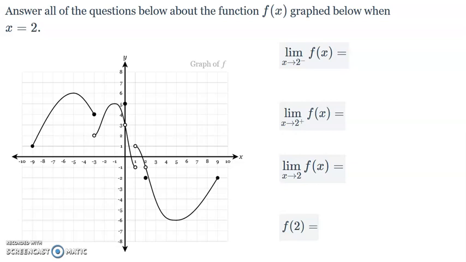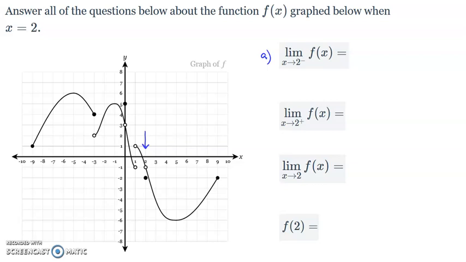In this question, we're going to be taking a look at a piecewise function, and we have the graph of f of x, and we want to take a look at what's happening as we're focusing our attention around x values of 2. So let's go ahead and mark that on our graph. And we're going to take a look at part A.